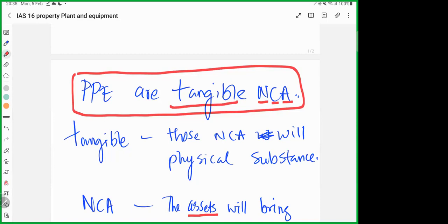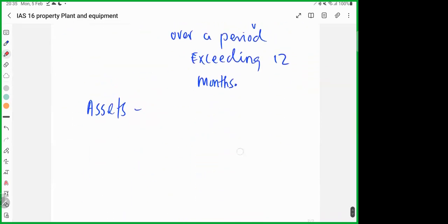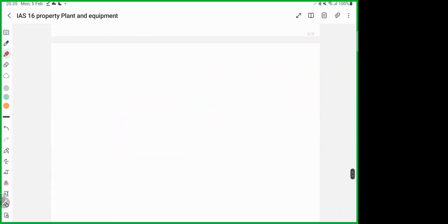So, first we define PPE. Then, can we think about an example?